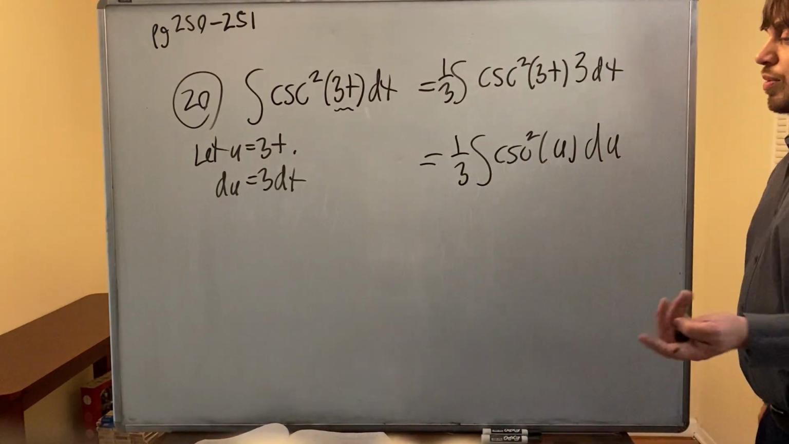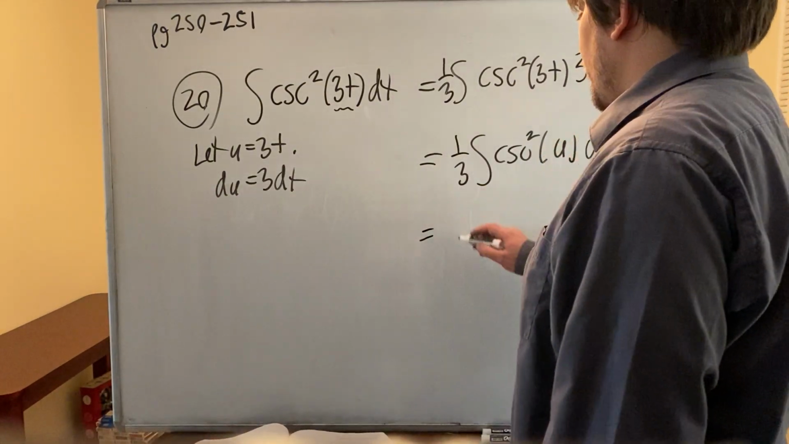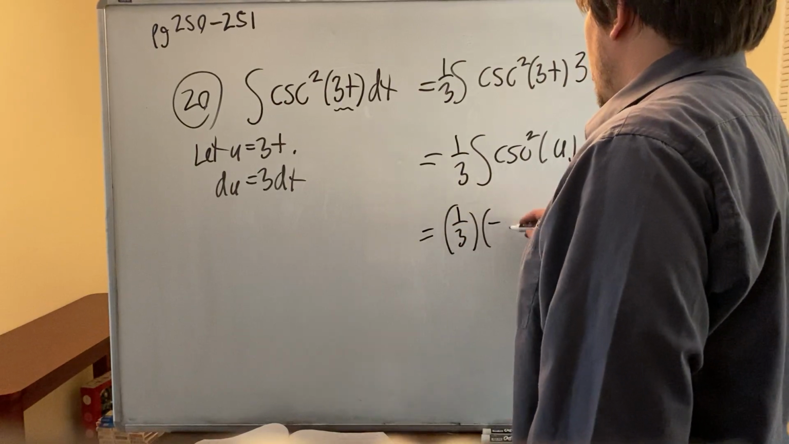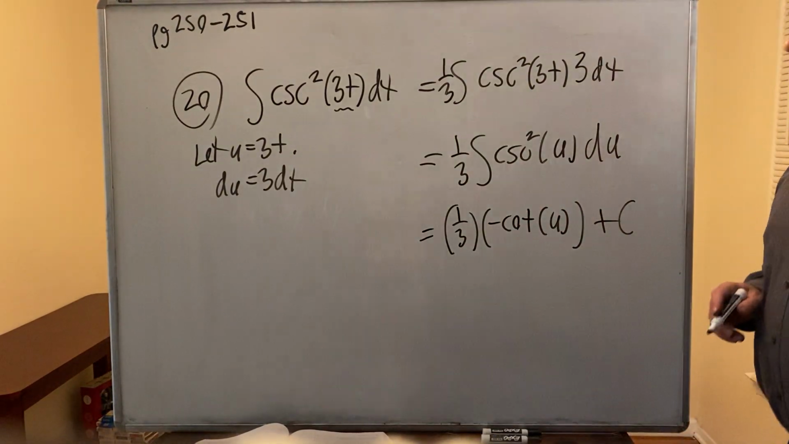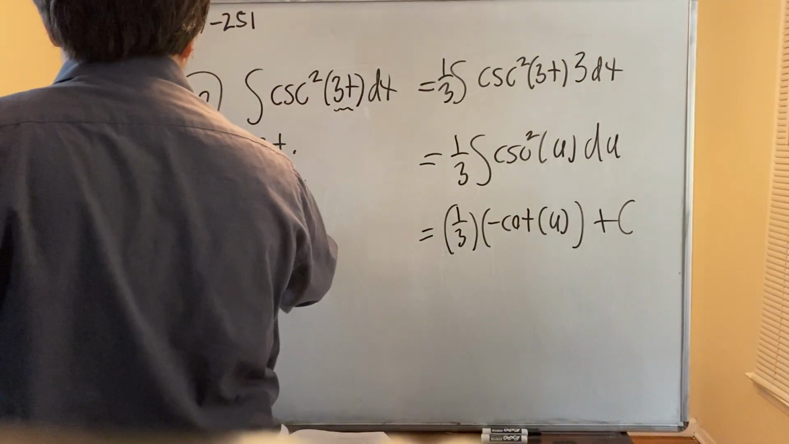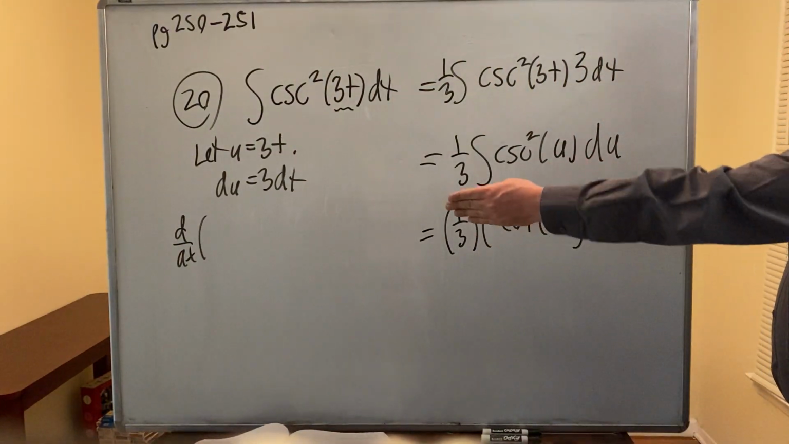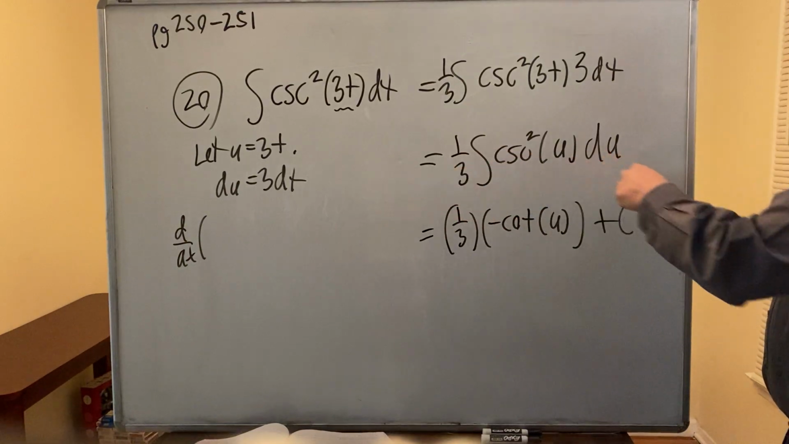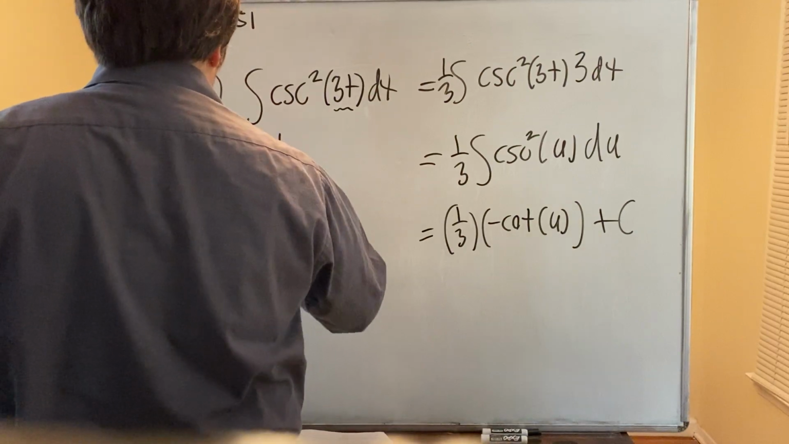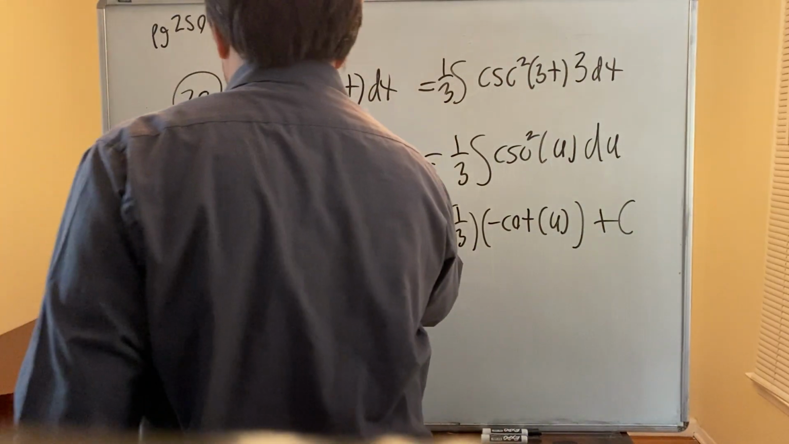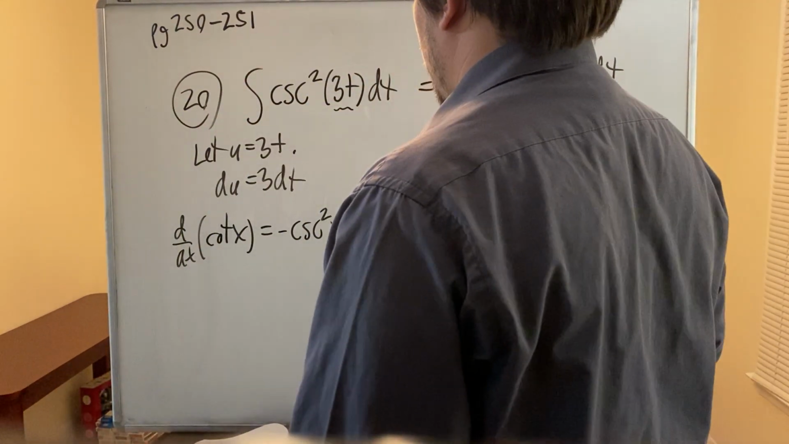Okay, so an antiderivative of cosecant squared of u is negative cotangent u. So this is 1/3 times negative cotangent u plus c. Okay, so how do we know that? So the derivative, use x here. So we use x for the formula, but we would just apply the formula where instead of using x, we use u. Okay, I'm going to use the formula with x because that's how you see it. d dx of cotangent x is equal to negative cosecant squared x.